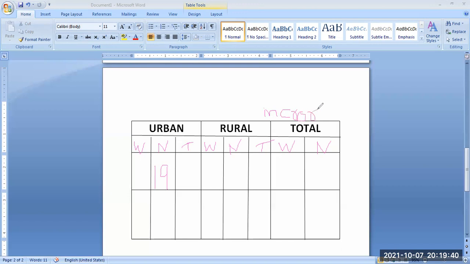Total urban population, how many crores? Total rural population, how many crores? Check the problem properly. Total urban population is 28 crores. Total rural population is 74 crore. Total 74 plus 28 is 102. Am I correct?